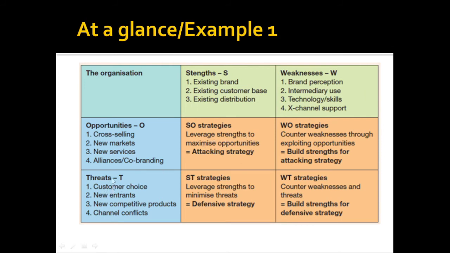This SWOT is just an example. Threats are customer choice, new entrants, new competitive products, channel conflicts. So what would be your strategy? You should use the defensive strategy: leverage strengths to minimize threats. And for this one, counter weaknesses through exploiting opportunities. So build strengths for the attacking strategy, and here we should build strengths for the defensive strategies. So for opportunities, we use the attacking strategy, and for threats, we usually use the defensive strategy.